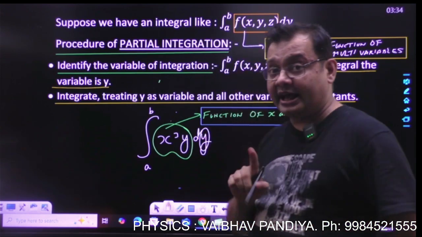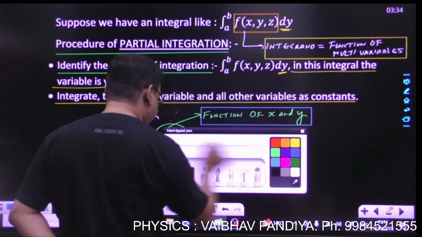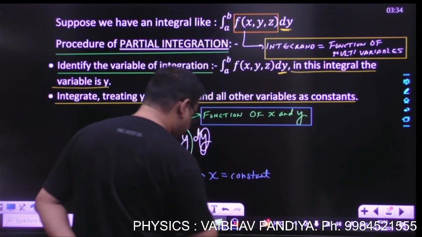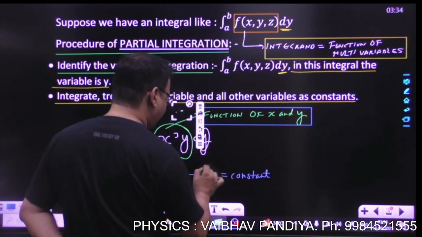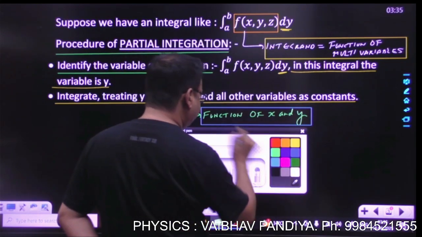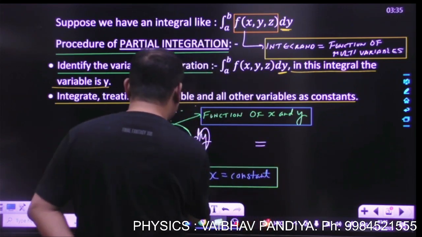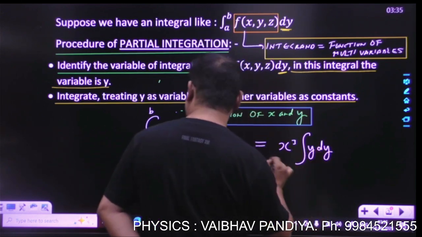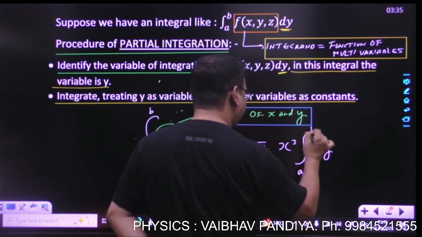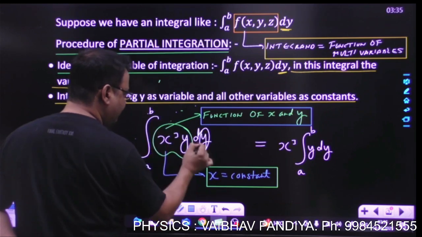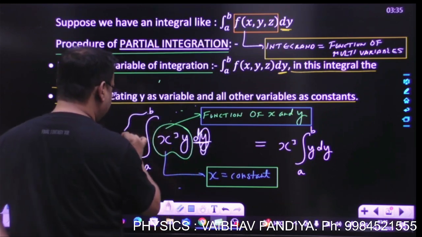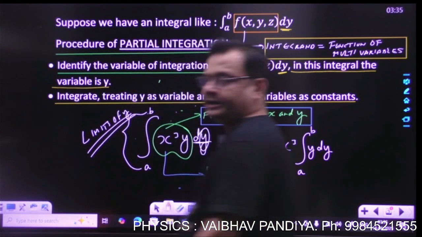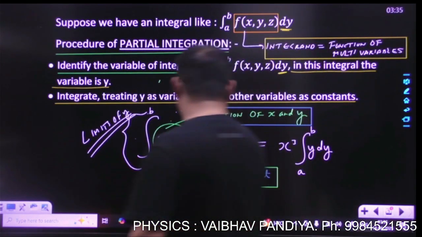So y will be treated as a variable and in this case x is treated as a constant. Mind it, take heed of this point, x will be treated as a constant and we know the basic of integral, a constant can be taken out of the integral. So we'll get x cube, what is left is y dy and the limit is a to b. Of course these limits will correspond to this variable, the variable of integration. So these are the limits of y, correct? These are the limits of y because x is treated as a constant.